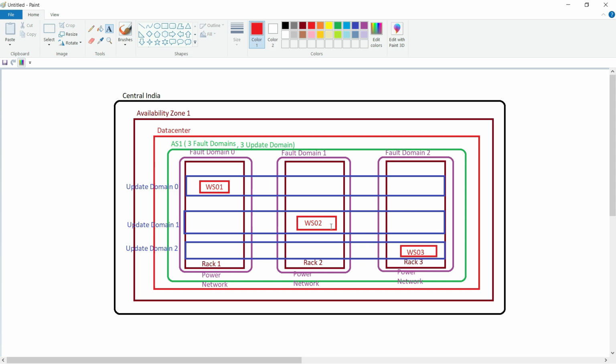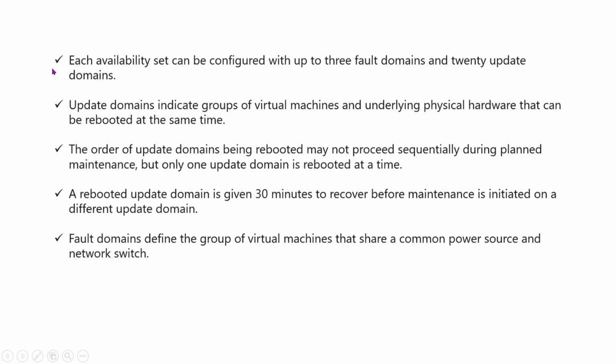So through this architecture, you can easily understand how an availability set is going to give us protection against power failure, network failure, as well as protection against downtime during maintenance activity. Let's go through some of the important points related to availability sets. Each availability set can be configured with up to 3 fault domains and 20 update domains. So whenever we create an availability set, we can take a maximum of 3 fault domains and 20 update domains.